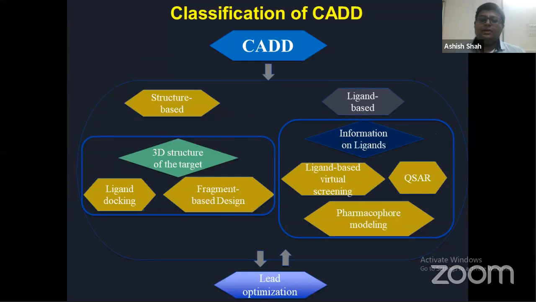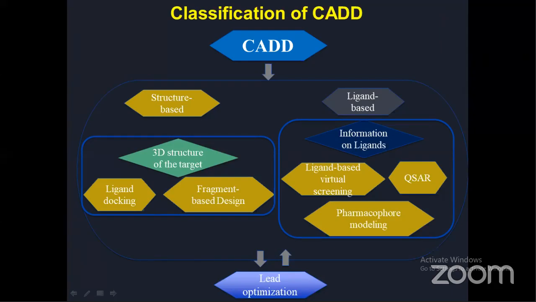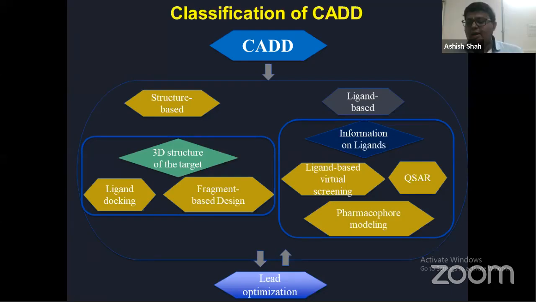Now again, these techniques are divided into some portions. Structure-based drug design includes the 3D structure of the target. Now you can do docking as well as fragment-based drug design. If your protein or target is available, then you may go for these two techniques. And in ligand-based drug design, we have three broader techniques. One is virtual screening, the second one is QSAR, and the third thing you can do is pharmacophore modeling.